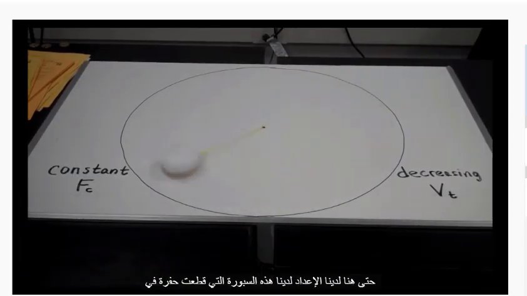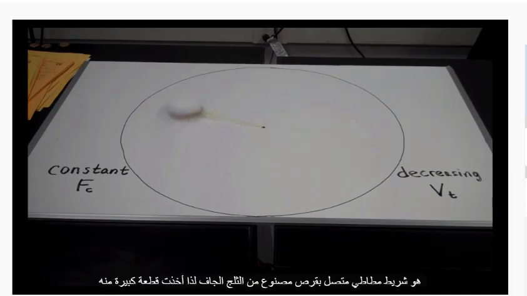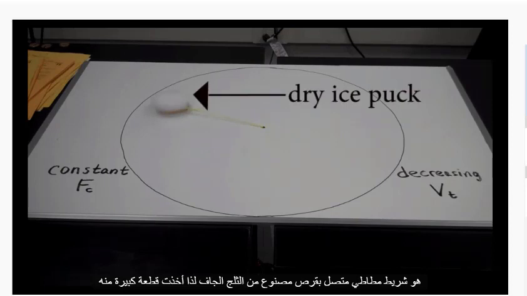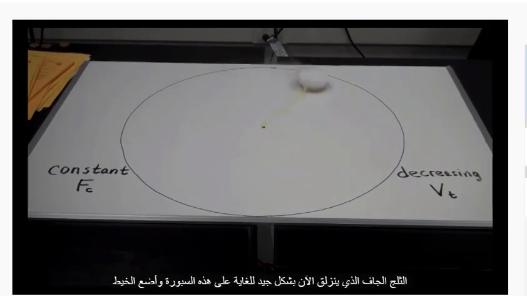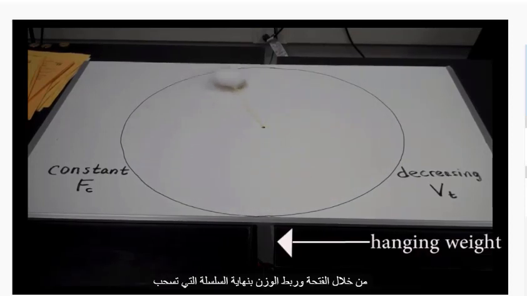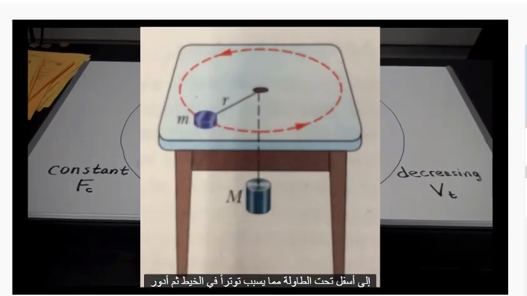So here's our setup. We have this whiteboard that I've cut a hole in the center, and I've dropped a string through the center, and then on the end of the string is a rubber band connected to a puck made out of dry ice. So I took a chunk of dry ice and I cut out a round cylindrical hockey puck sized piece of dry ice that now slides very well on this whiteboard, and I put the string through the hole and attached a weight to the end of the string that pulls downward underneath the table, producing tension in the string.